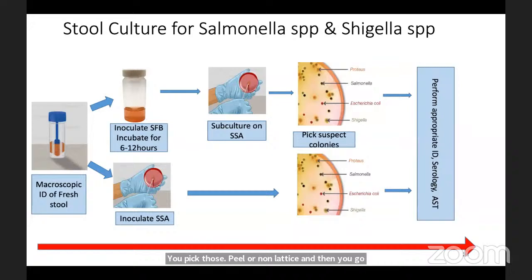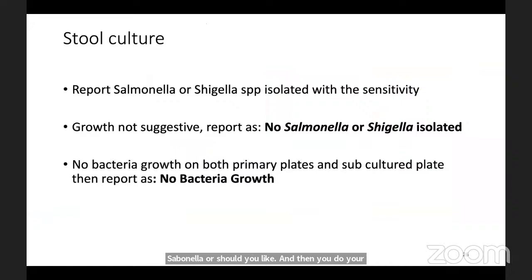So you put in your urea, and once your urea turns positive in 4 hours' time, you just stop the test. But once it is negative, you go ahead with your incubation of the other biochemical tests, and then you do your sensitivity when you are able to identify that it is Salmonella or Shigella. And then you do your AST as well.